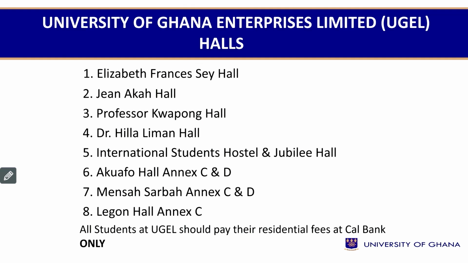But if you are in the UG halls, that is Elizabeth Sey, Jean Nelson Hall, Professor Kwapong, Hilla Limann Hall, International Student Hostel or Jubilee, Equafo C and D, Mensa Sarbah C and D, and then Legon Hall C, then you cannot use the banks listed above. You have to pay your fees through only one bank. This hall is meant for continuing students, but if you are fortunate to be in the hall for level 100, then you have to pay your fees through that bank.